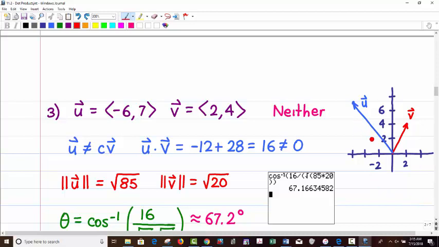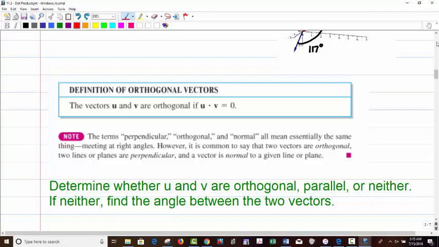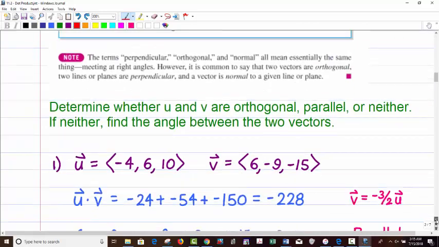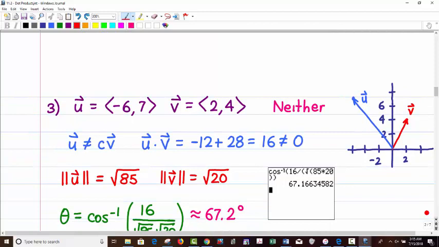Now here's one that was in 2 space, so I could graph it a little easier for you to see without having to use technology. All right, negative 6, 7, 2, and 4. Here's the dot product, not 0. Did I actually put that? Yeah, I did put that in there. If neither, find the angle between the two vectors. Wasn't sure if that was in the instructions or not. So the dot product's not 0. You can quickly see that v is not a multiple of u, and so that means it's neither.